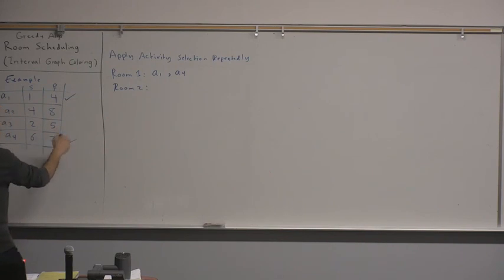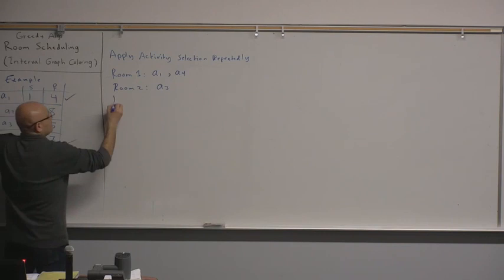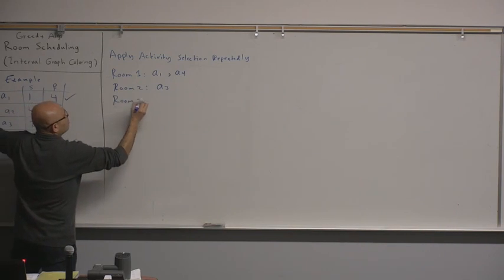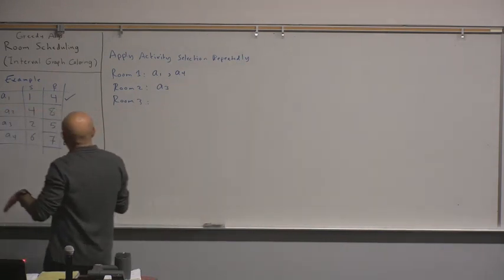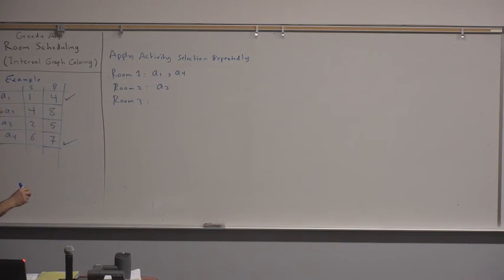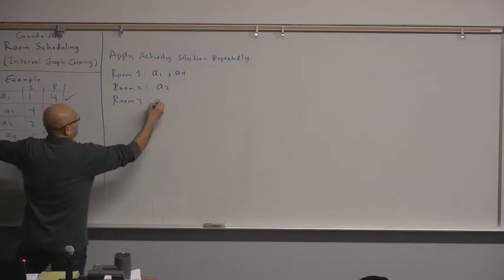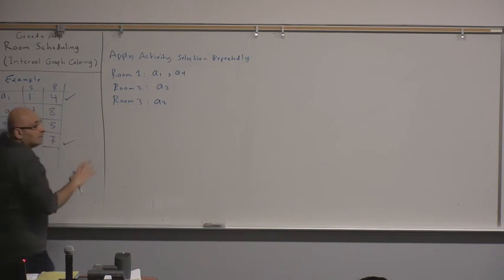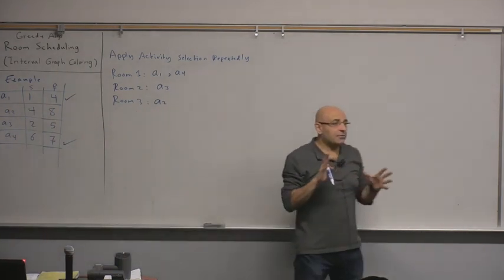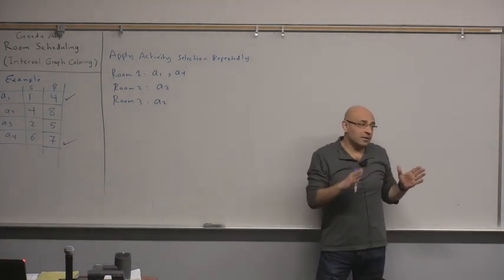So we take A3, but then we realize that A3 conflicts with A2, so we can only take A3. So we'll end up using a 3rd room. The point that I'm trying to make is that if you use the algorithm that we have studied for activity selection repeatedly, it's not going to give you an optimal solution. You will end up with 3 rooms in this case. So it's not optimal. Now if you try to patch it, you'll have to come up with something general.